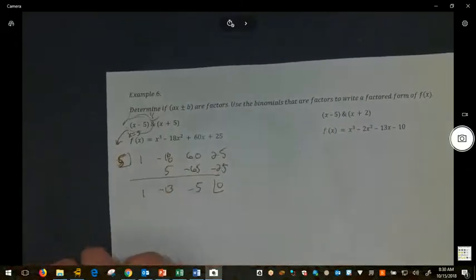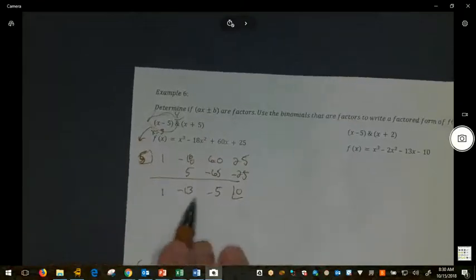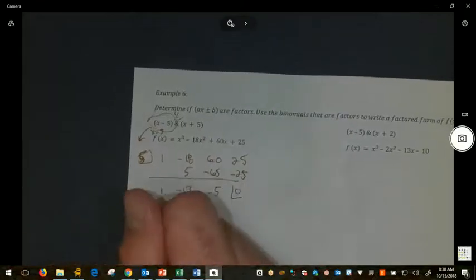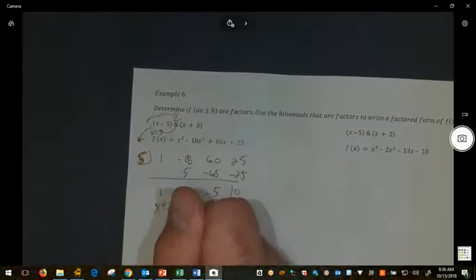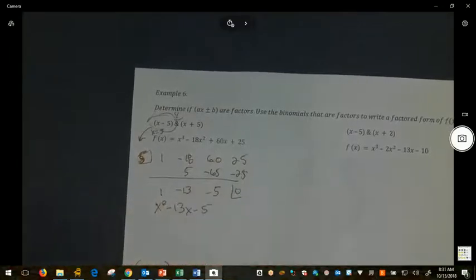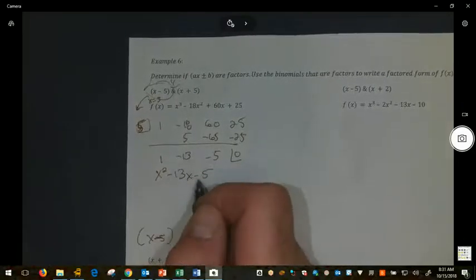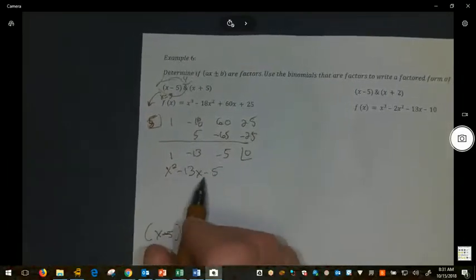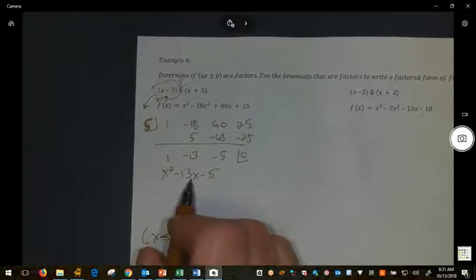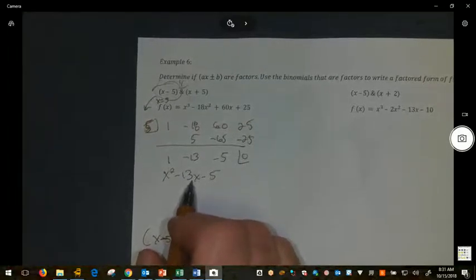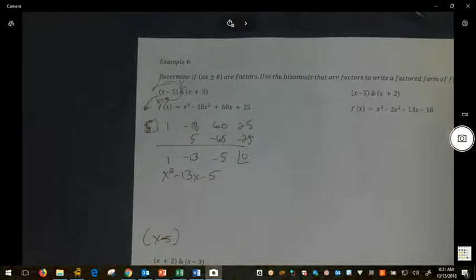So right now in factored form, x minus 5 is one of the factors. I don't want to just write this down, though. It's a quadratic, x squared minus 13x minus 5, if it can also be reduced. Problem is, there are no factors of x and negative 5 that will work. I'd have to solve it using the quadratic formula.